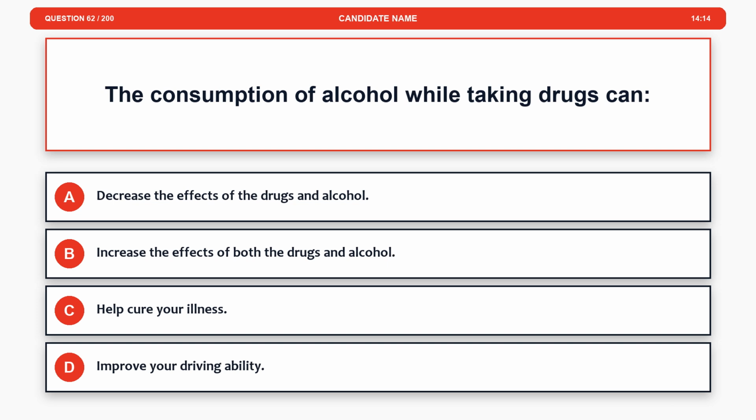Question 62. The consumption of alcohol while taking drugs can. Option A, decrease the effects of the drugs and alcohol. Option B, increase the effects of both the drugs and alcohol. Option C, help cure your illness. Option D, improve your driving ability.